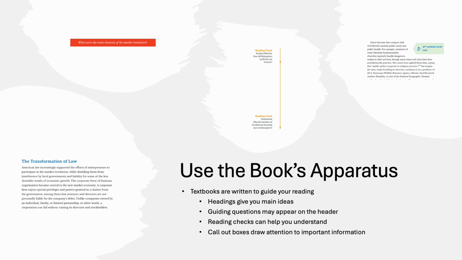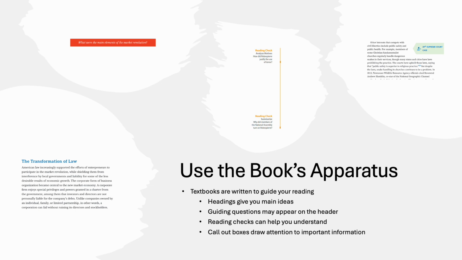Use the book's scholarly apparatus, right? Textbooks are written to help you. They are written to guide your reading, right? Look at headings. They're usually in bold, a different color, right? For example, the transformation of law. These are going to give you main ideas. Guiding questions might appear on the header, right? What were the main elements of the market revolution?